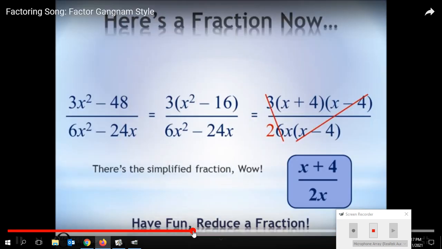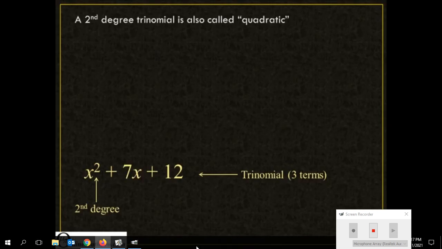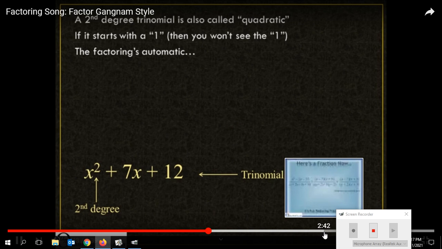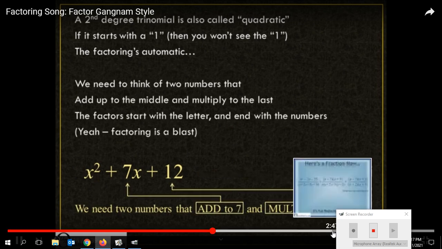A second-degree trinomial is also called quadratic. If it starts with the 1, then you won't see the 1. The factoring's automatic. You need to think of two numbers that add to the middle and multiply to the last. Start with the letter and end with the numbers.